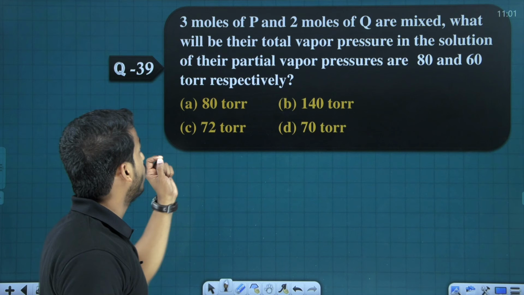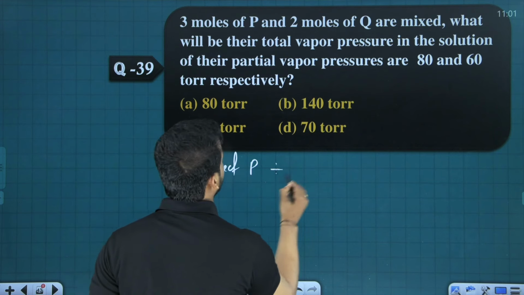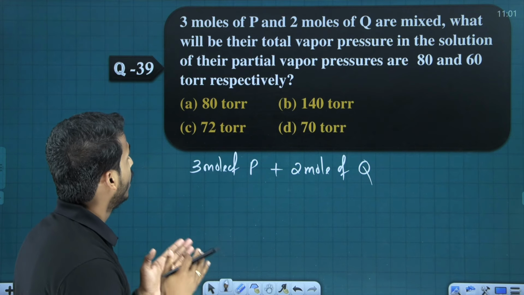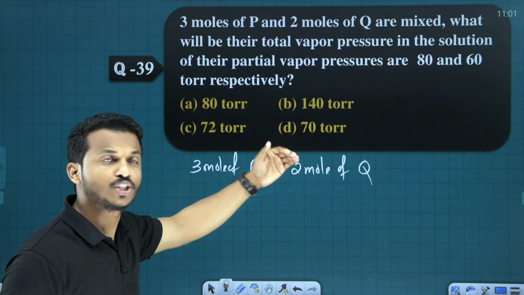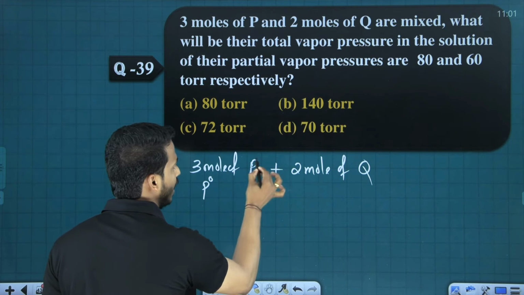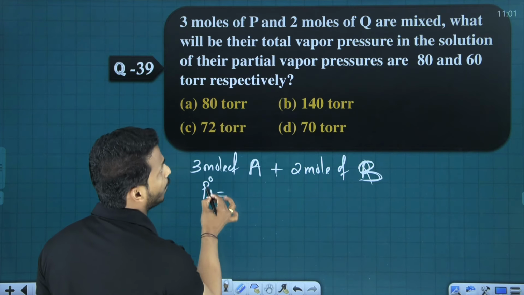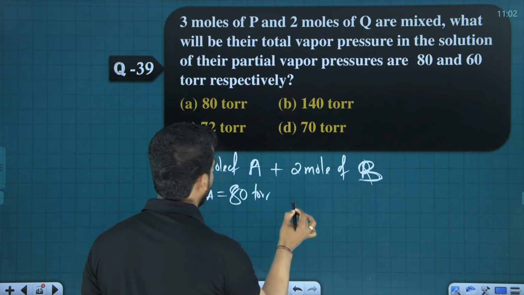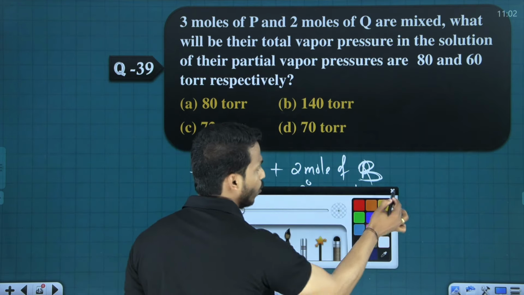Next question. 3 moles of P combined with 2 moles of Q are mixed. Then there will be a total vapor pressure of the solution from their partial pressures. Their individual pressures are given. Let me take the P component as A component and the Q component as B component. So P naught A, its pressure is given as 80 torr, and the other pressure is given as 60 torr. The question is to calculate the total pressure.